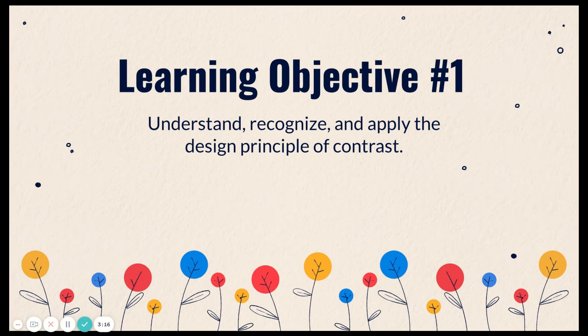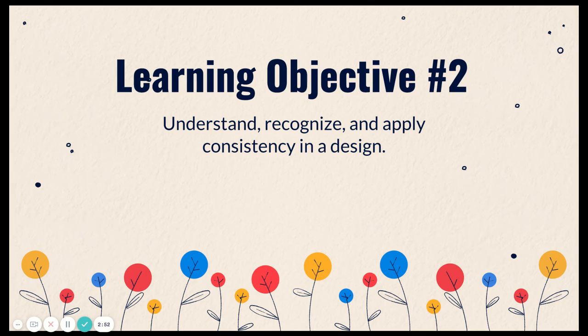Learning objective number 1 is that the students will understand, recognize, and apply the design principle of contrast. Contrast is the difference in an element. For example, contrast in a grayscale design, such as a black and white postcard, would show very dark values as well as very light ones. It's important because it can affect the readability of a design.